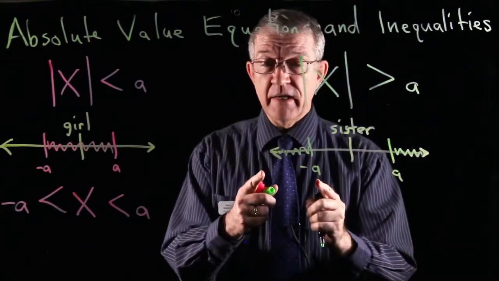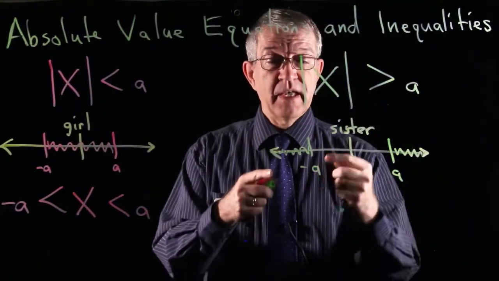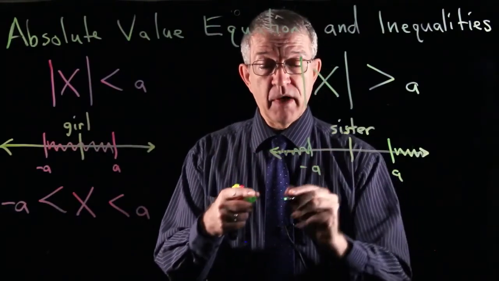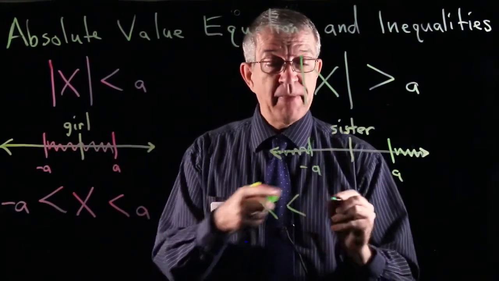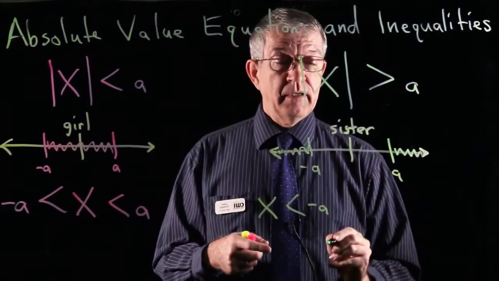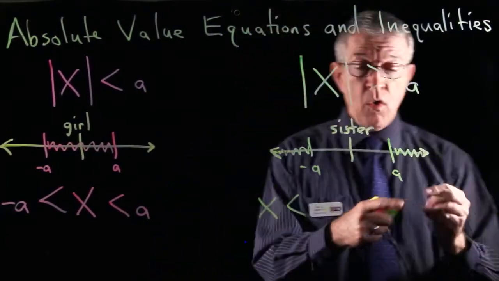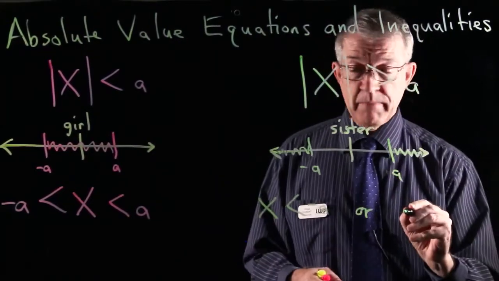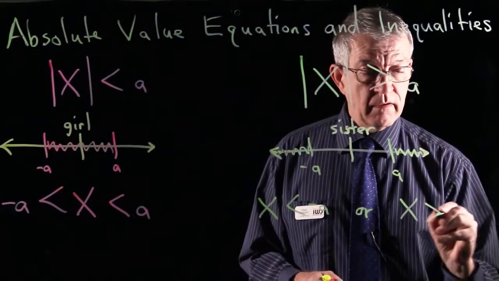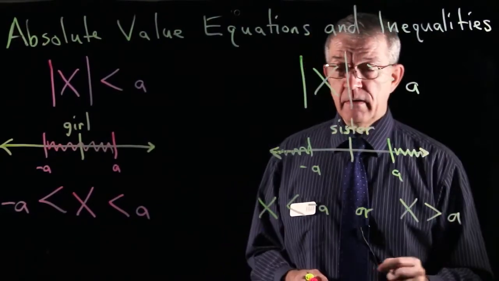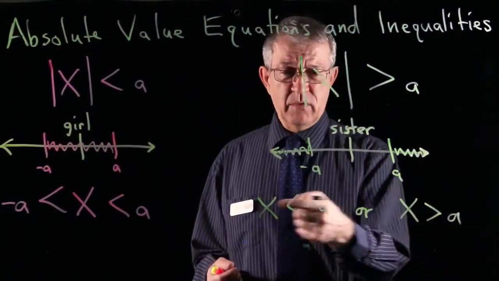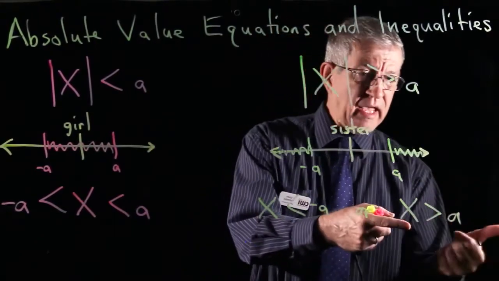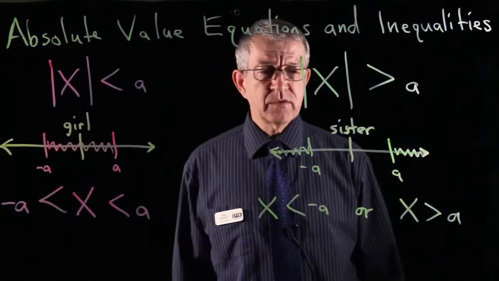This, if we write it without absolute value signs, has x, the legal brother. The brother has to be past -A. He has to be less than that. Or the brother has to be past A. And these arrows help to show you where the brother is. The brother is on that side of -A. The brother is on that side of A. Anyway, these work.